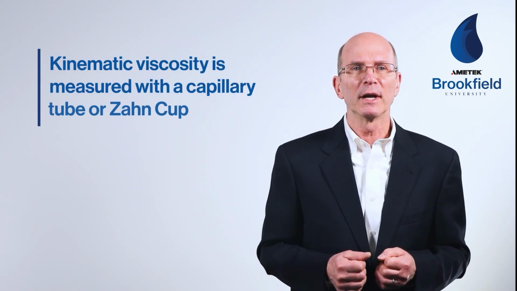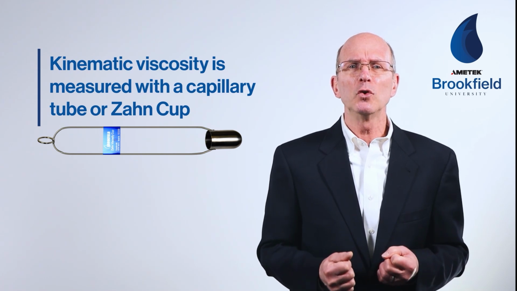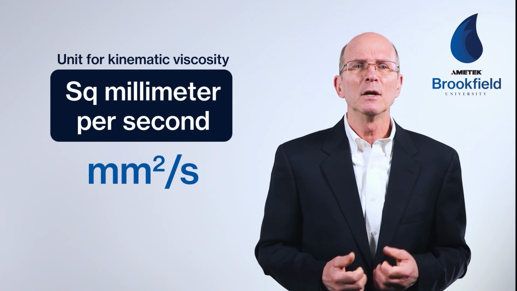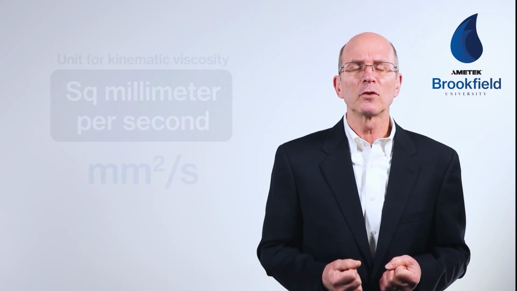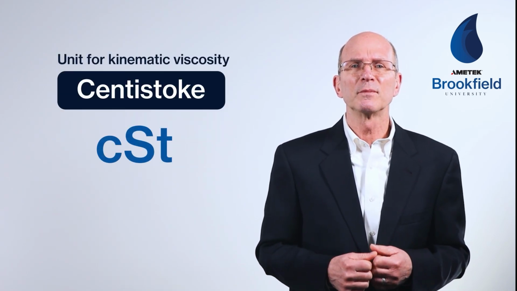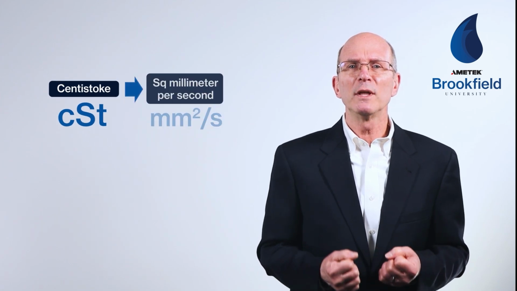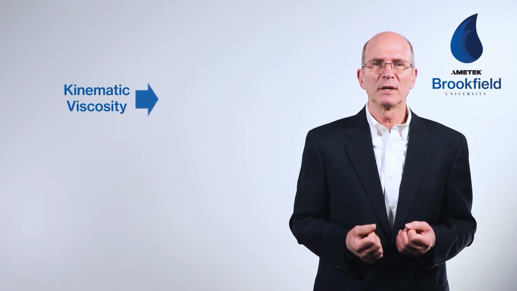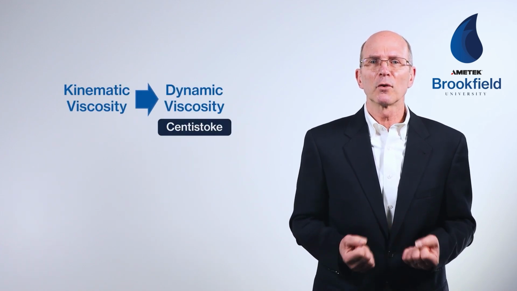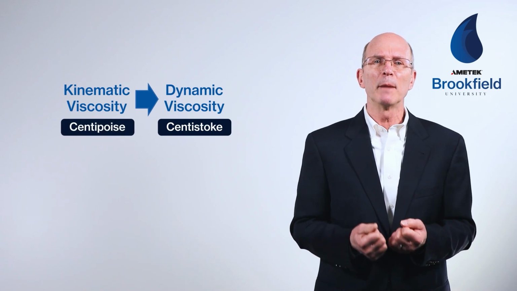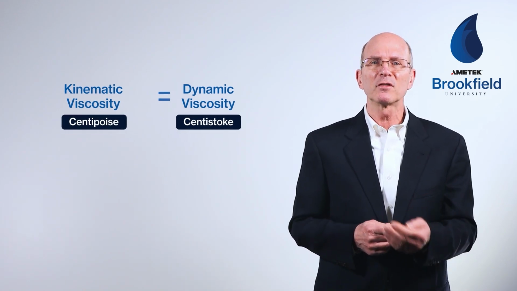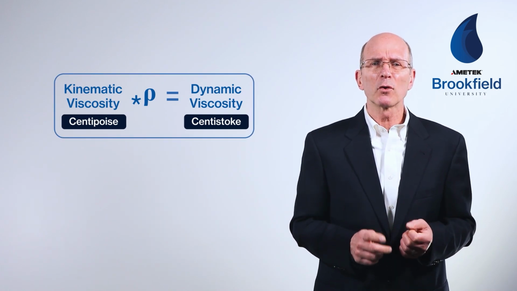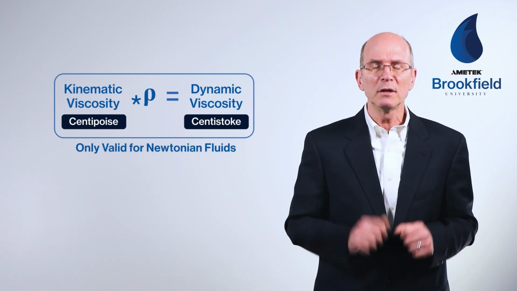Kinematic viscosity, on the other hand, is typically measured with a capillary tube or Zahn cup and is reported in either square millimeters per second using SI units or in centistokes using CGS units. Again, the conversion between the two is 1:1. There is a relationship between kinematic viscosity and dynamic viscosity. Converting from centistokes to centipoise is done by multiplying centistokes by the density of the fluid at the test temperature. It's important to note that this conversion is only valid when testing Newtonian fluids.